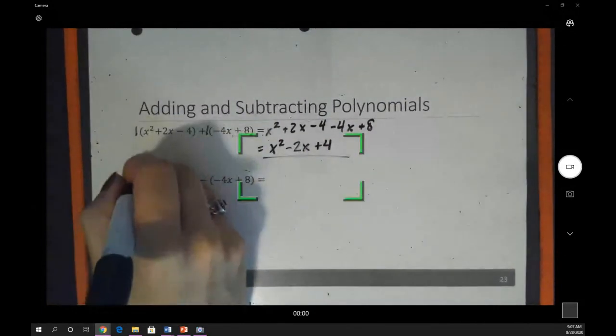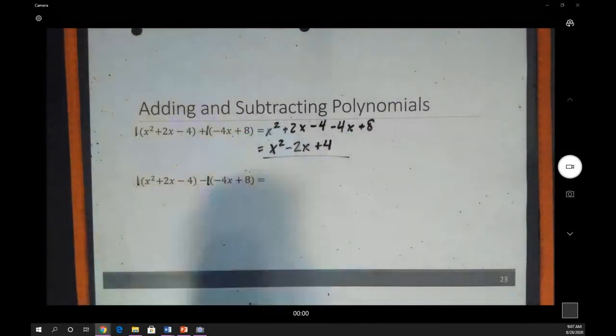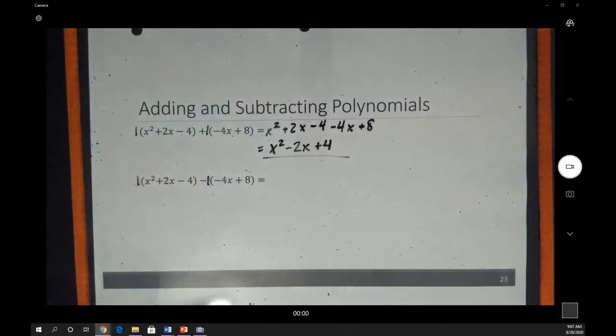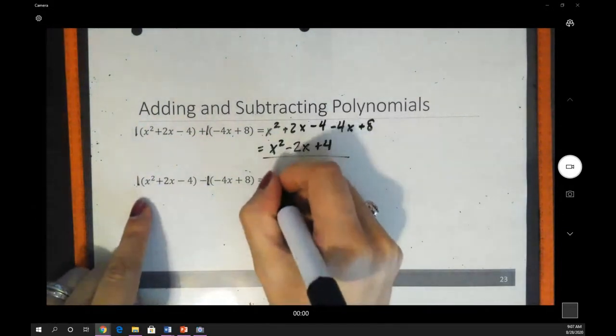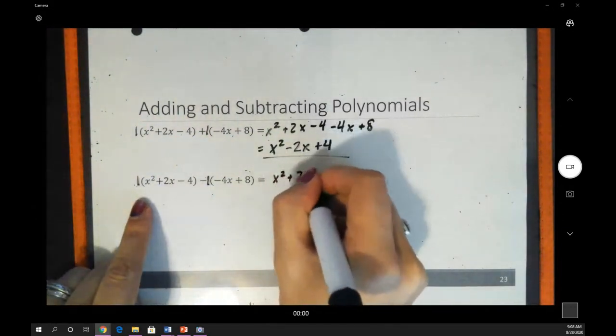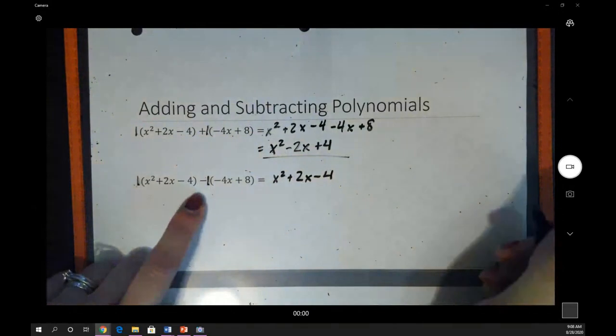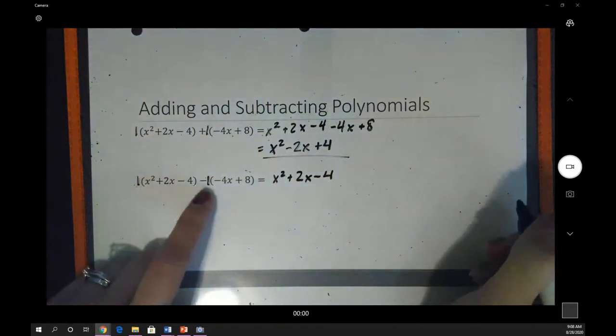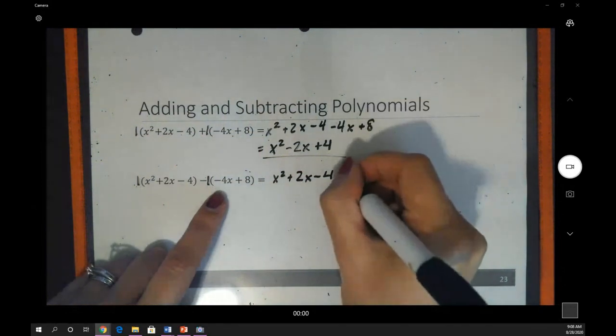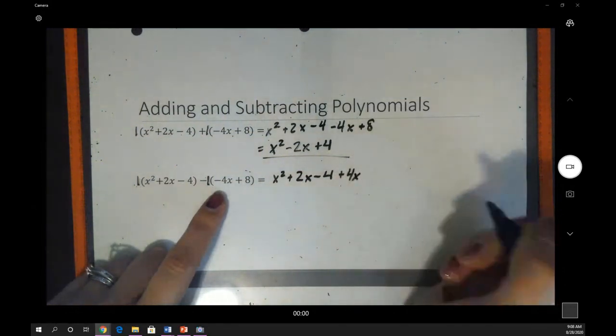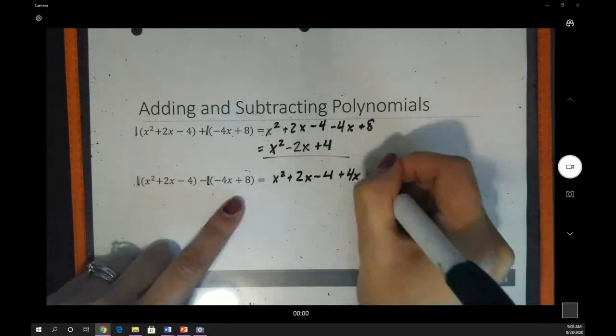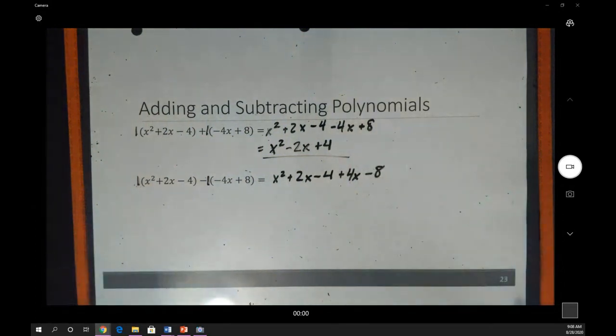I'm going to do the next one the same way. This time I'm just subtracting the polynomials rather than adding them. So I'm going to have my x squared plus 2x minus 4, but now I have to be careful because I'm distributing a negative 1 through the parentheses. Negative 1 times negative 4x is a positive 4x, and negative 1 times a positive 8 is a negative 8.